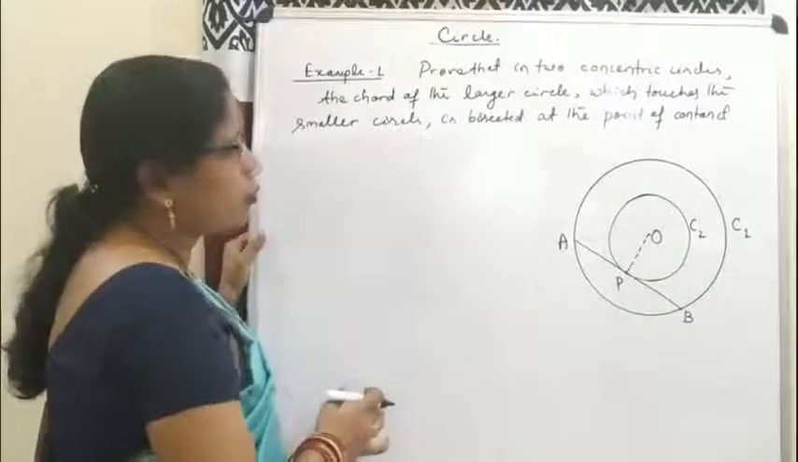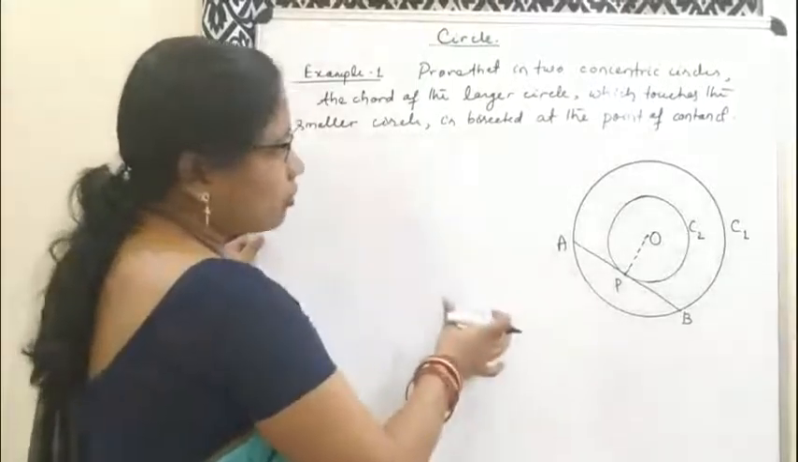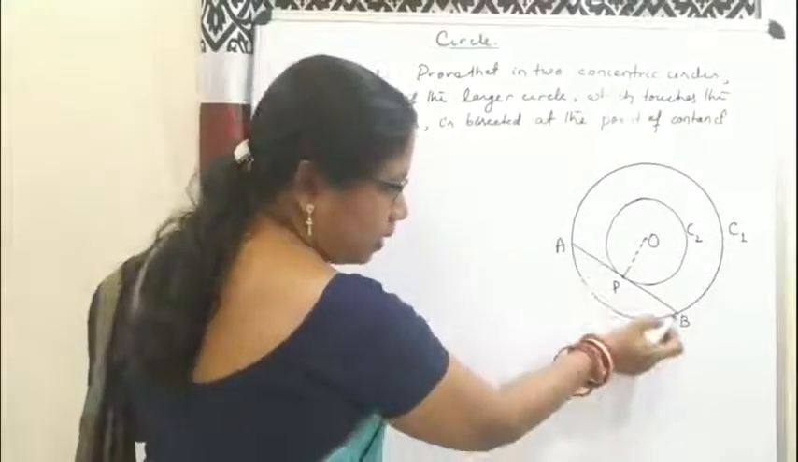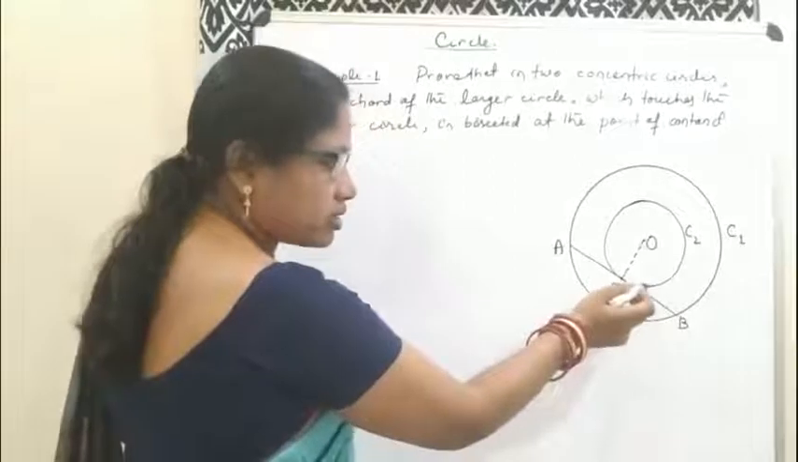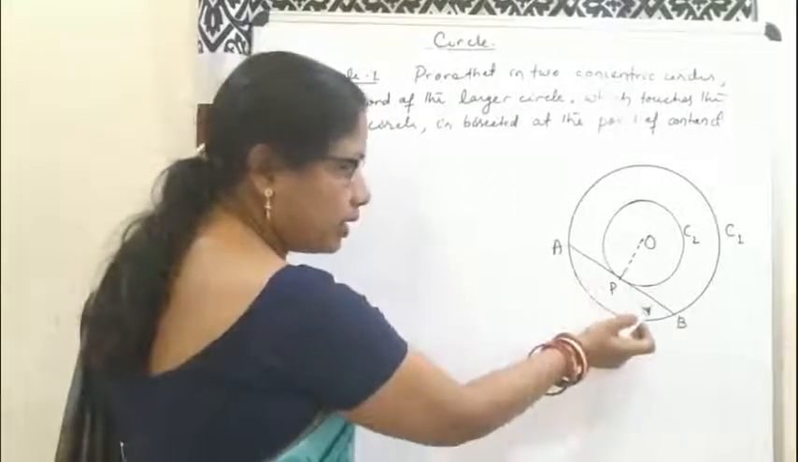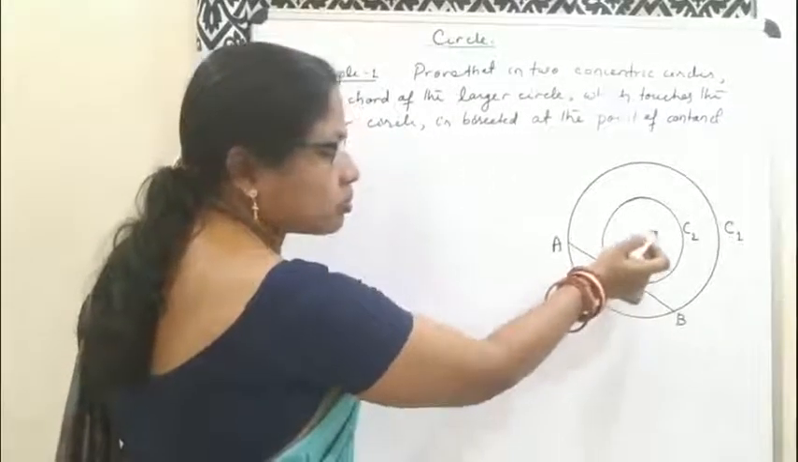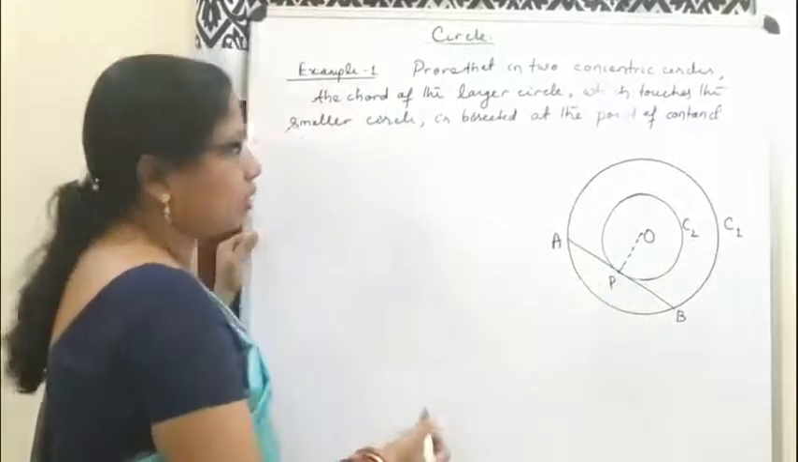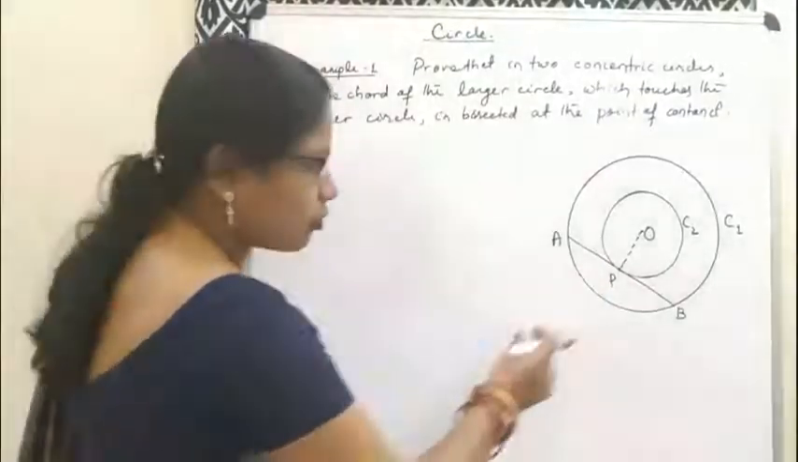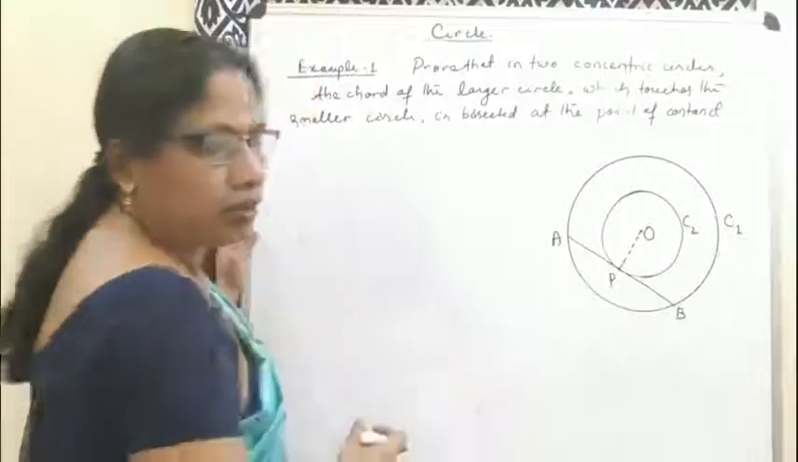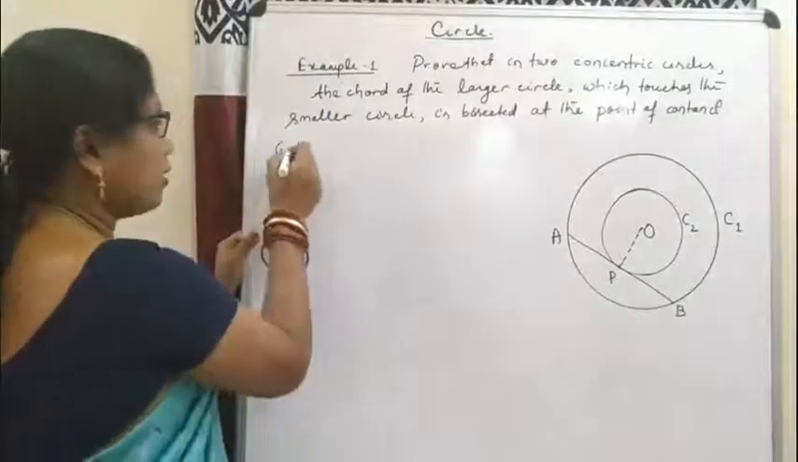So we have to prove that the chord of the larger circle. So AB is a chord of the larger circle and also AB is the tangent of the smaller circle at point P. So we have to prove OP bisects AB. So what is given?